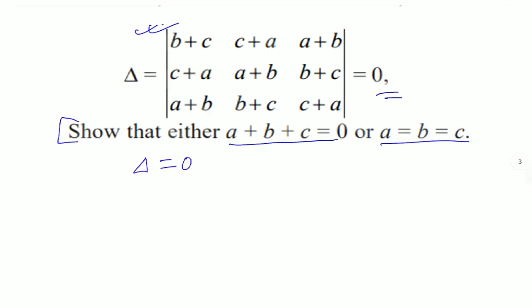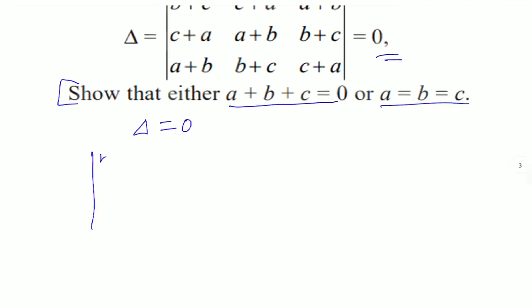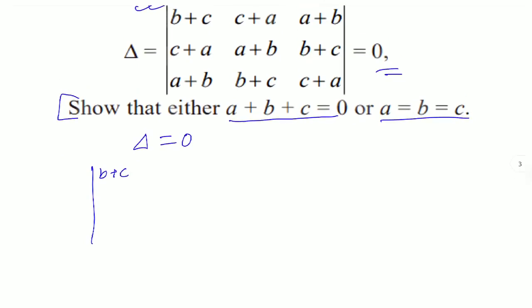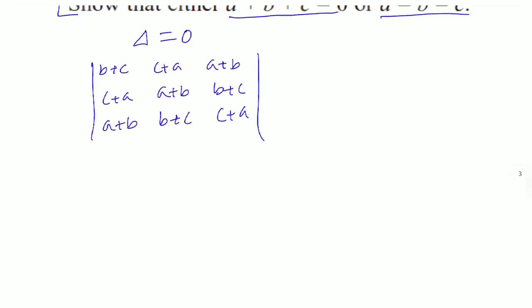Okay, now delta is equal to 0. So this delta is actually b plus c, c plus a, a plus b; c plus a, a plus b, b plus c; a plus b, b plus c, c plus a, right? Now what you need to do is just add all the columns. Let us change this c1 as c1 plus c2 plus c3, right?